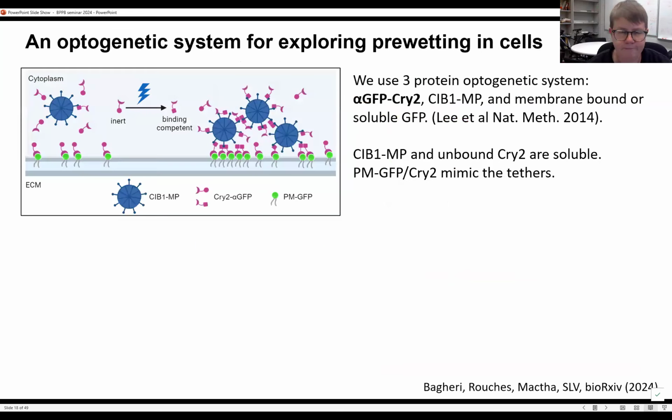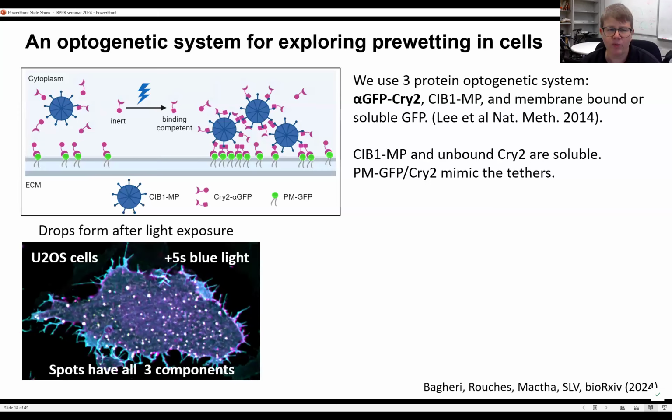Okay. So we were interested in thinking about how this connects to cell biology. So we brought this system into cells, and we used an existing system that people have published on before. It's kind of complicated, and don't worry about the details, but we have 3 different things that we express in cells. We have an optogenetic bit called Cry2. It sticks to a GFP that we can put wherever we want. It has an anti-GFP nanobody. So those are 2 things that we express. And then the third thing we express is called CYB1MP. And it's basically a very multivalent protein that interacts with Cry2 when it's photoactivated.